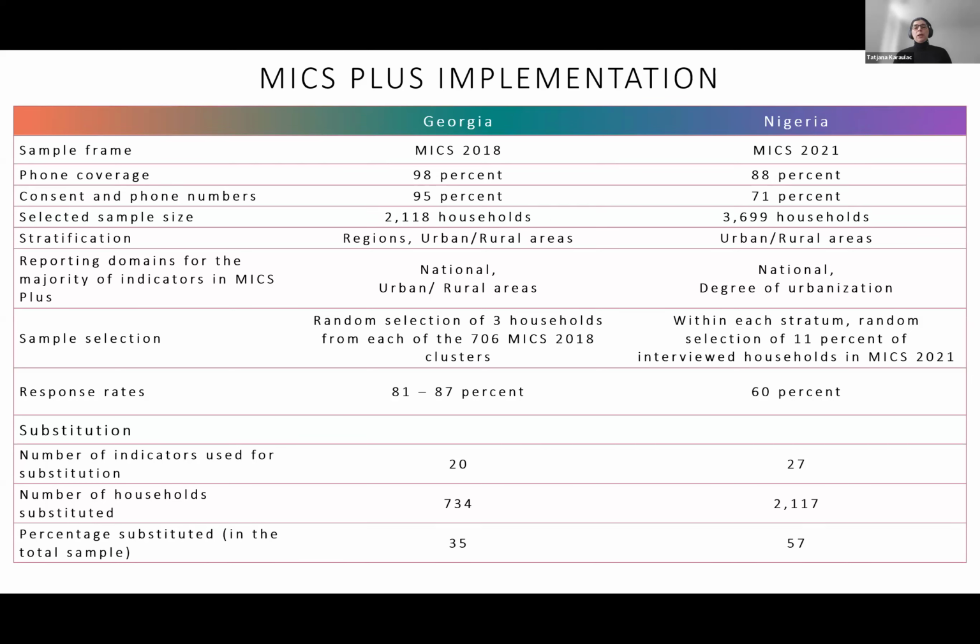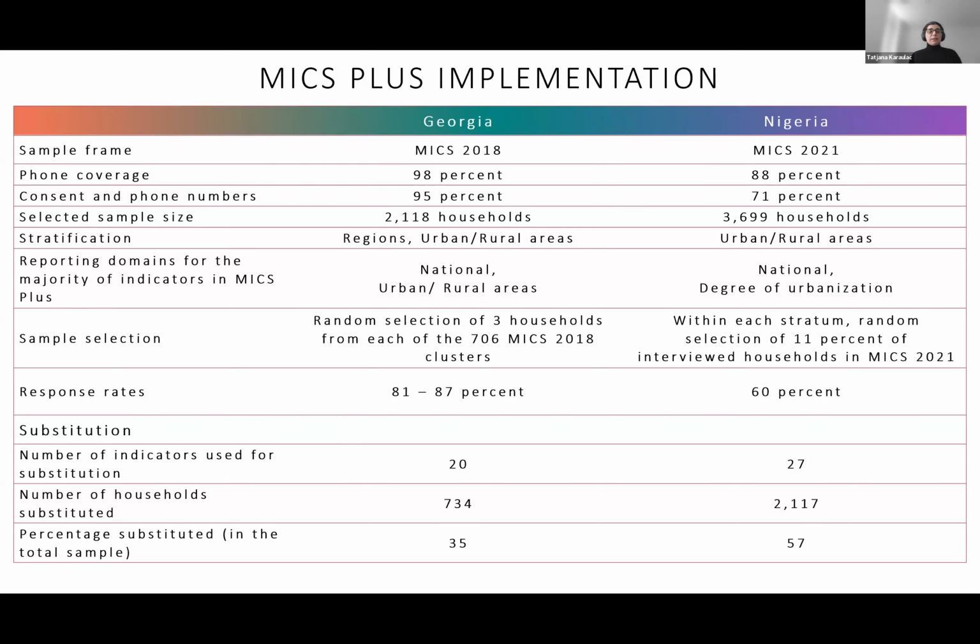I need to mention that what we did in Nigeria, presenting results using degree of urbanization, is basically another initiative of the Mix program. It's a GIS initiative, and we are very happy to be able to do this. Nigeria has GIS data available, and we were using it also in Mix Plus. This is one of the things that we are planning to do also in other countries.